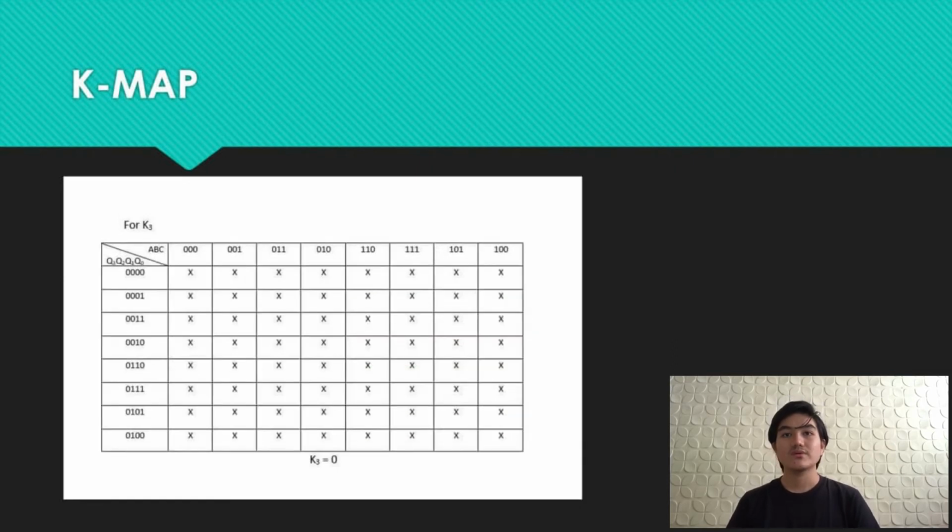For the third one, we need to solve the equation for K3. For K3, based on the truth table, all the values are X, which is don't care. So there are no ones in the K-map, so there will be no loops for K3. Hence, K3 is equal to 0.